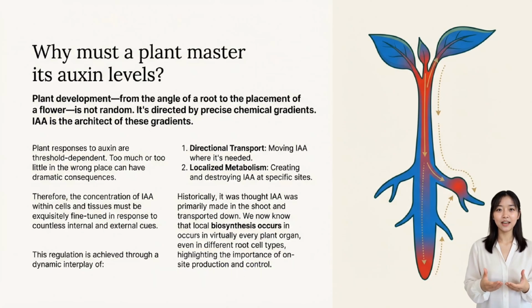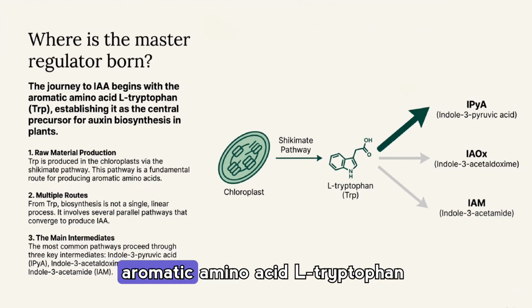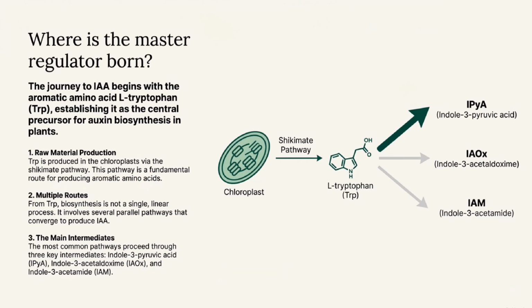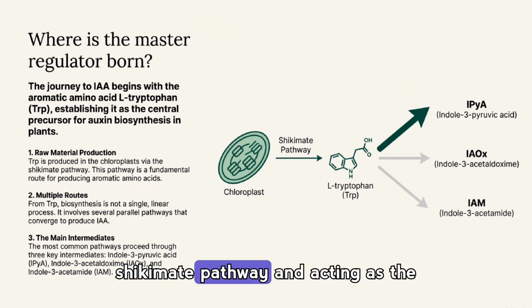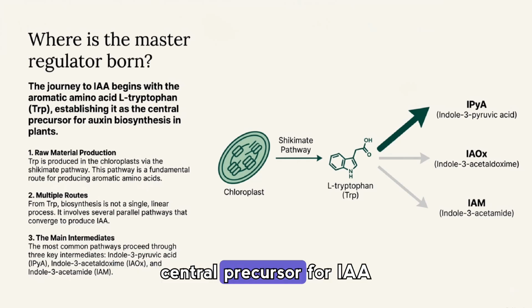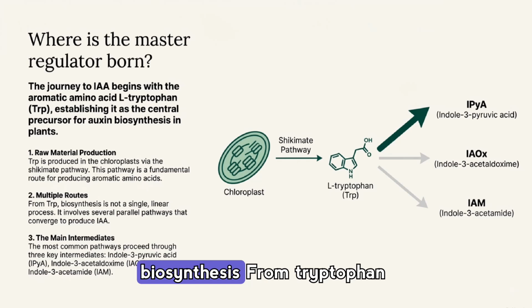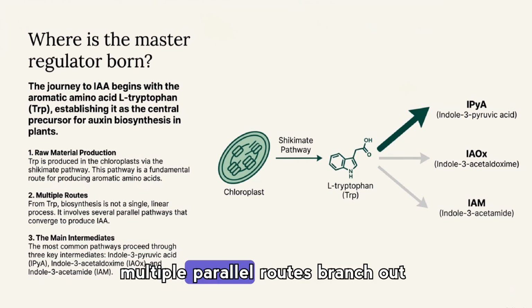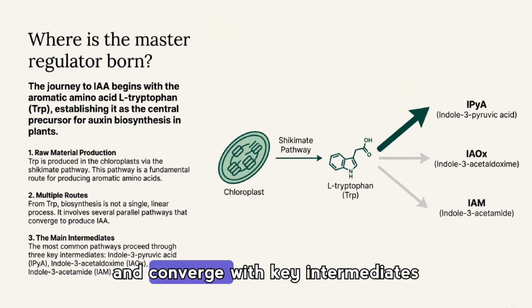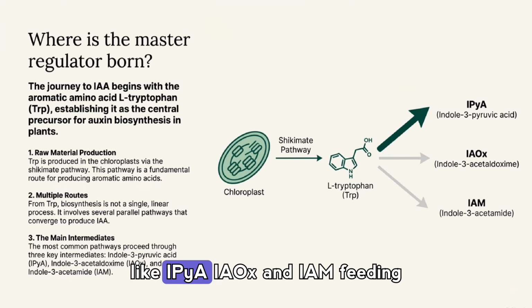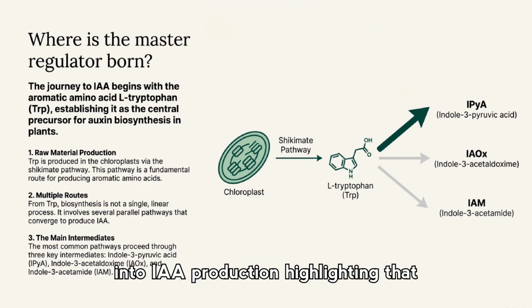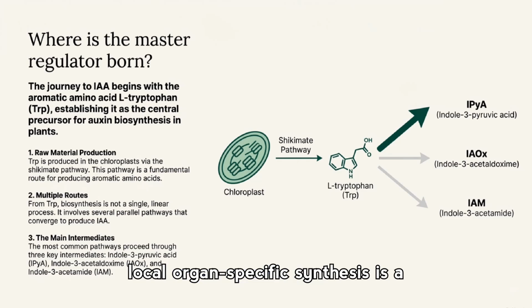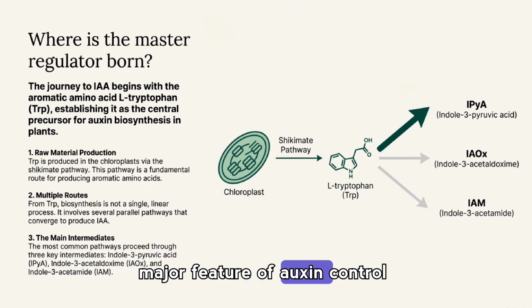external cues. The auxin story starts with the aromatic amino acid L-tryptophan, produced via the chloroplast shikimate pathway and acting as the central precursor for IAA biosynthesis. From tryptophan, multiple parallel routes branch out and converge, with key intermediates like IPYA, IAOX, and IM feeding into IAA production, highlighting that local, organ-specific synthesis is a major feature of auxin control.